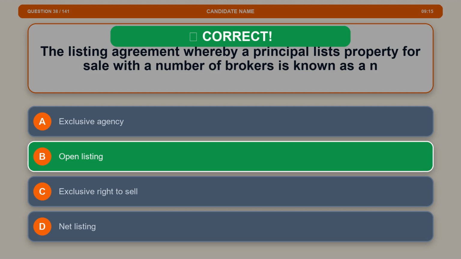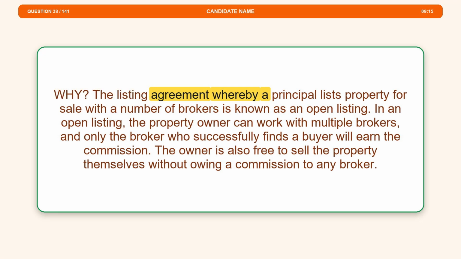The correct answer is option B. The listing agreement whereby a principal lists property for sale with a number of brokers is known as an open listing. In an open listing, the property owner can work with multiple brokers, and only the broker who successfully finds a buyer will earn the commission. The owner is also free to sell the property themselves without owing a commission to any broker.